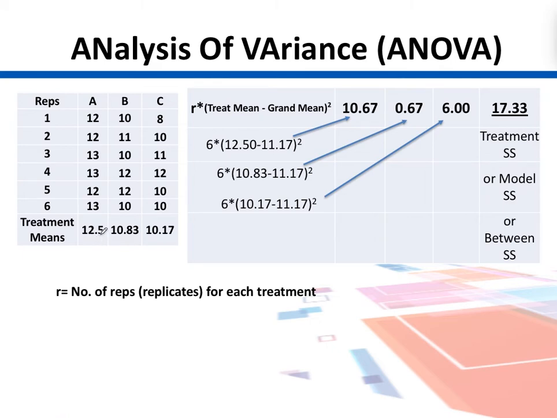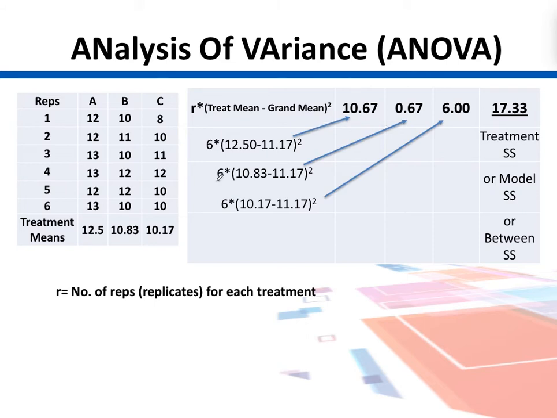So how each treatment mean varies from the grand mean. The treatment A has a mean of 12.5, treatment B has a mean of 10.83, and C has a mean of 10.17, and we take their deviations from this grand mean, that is 11.17, and then we multiply it by their respective number of replicates, since each of those square deviations is coming from the number of replicates equal to R, which here is 6. All of them have six replicates.